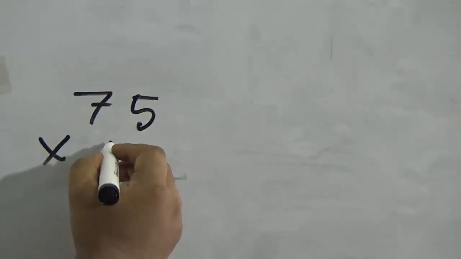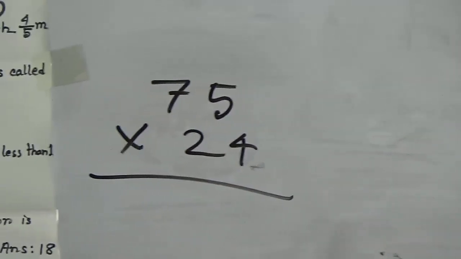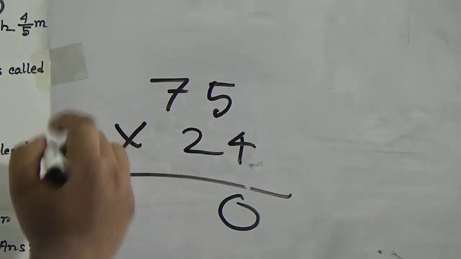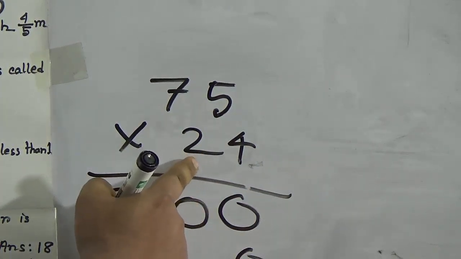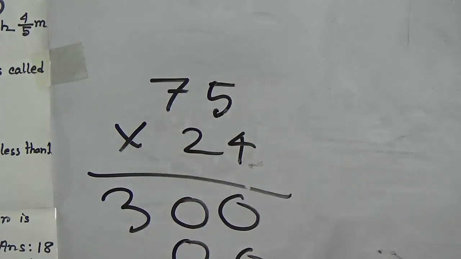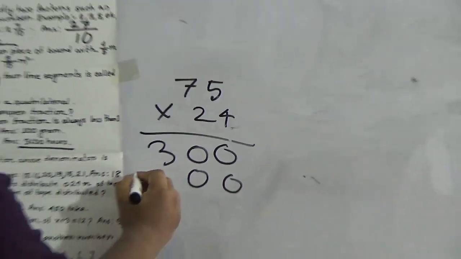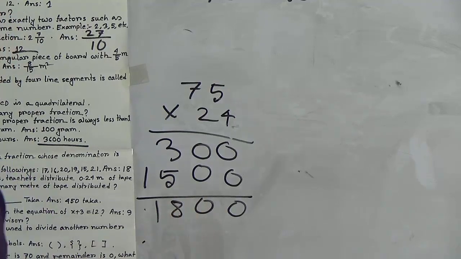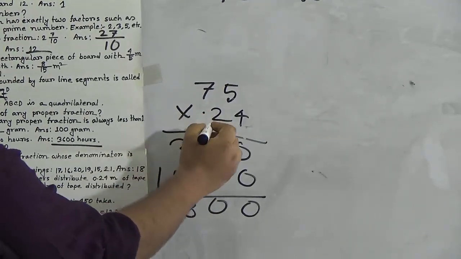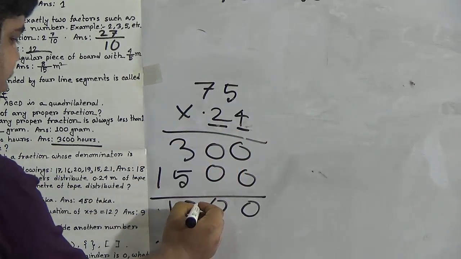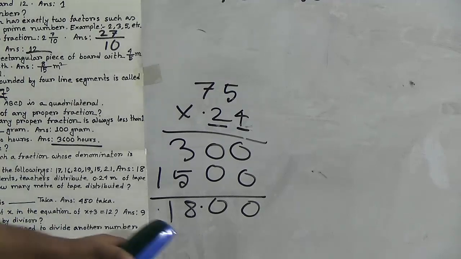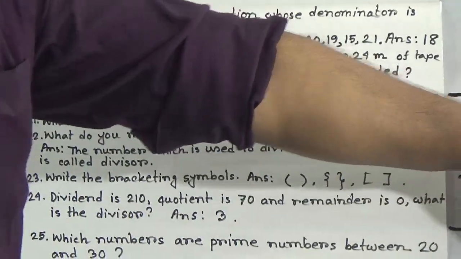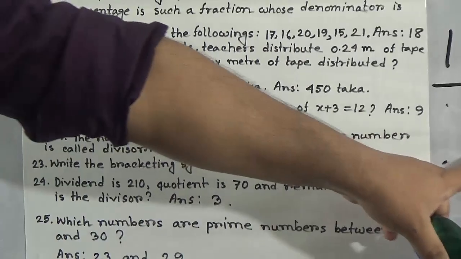75 multiplied by 24. At first we consider there is no point. So 5 fours are 20, 7 fours are 28 and 2 is 30. 5 twos are 10, carrying on, 7 twos are 14 and 1 is 15. 0 0 8 1. Students, notice after the point there are 2 digits, so we give the point here. So the answer is 18 meter. After the point there are 2 digits, the value of these 2 digits is negligible, so we can write 18 meter.